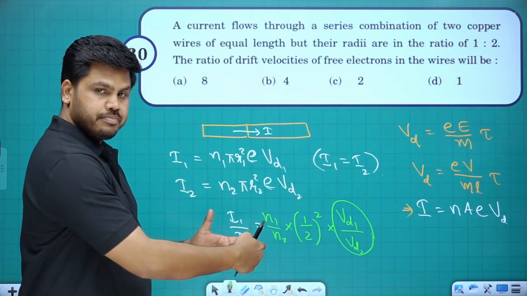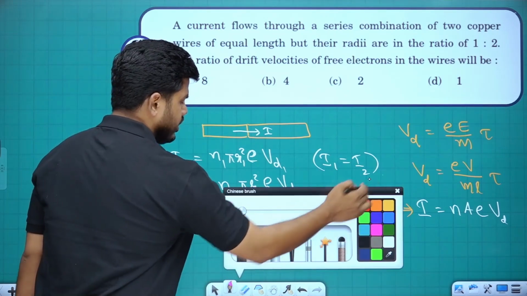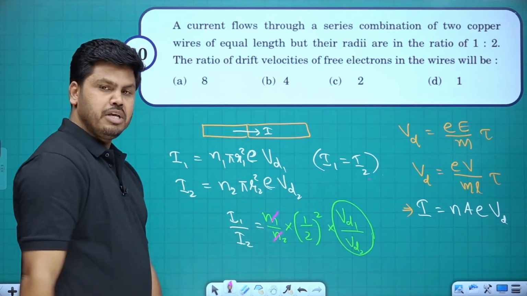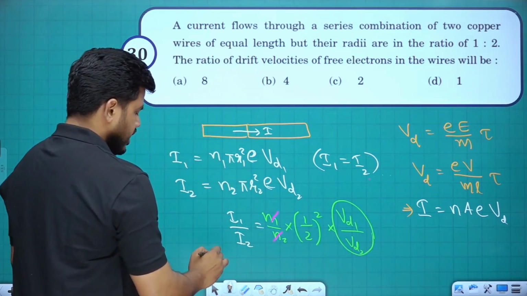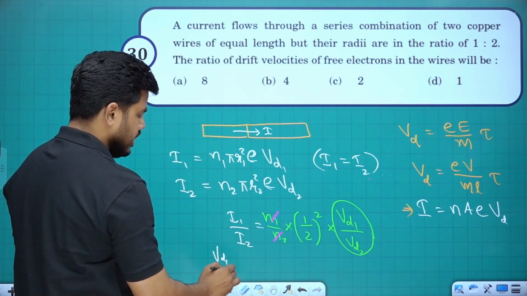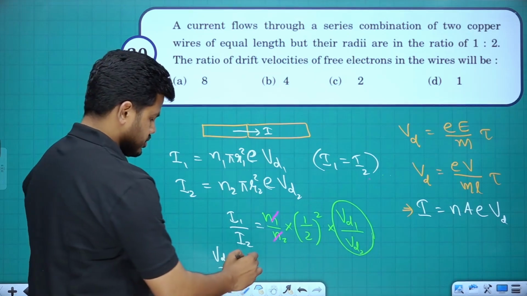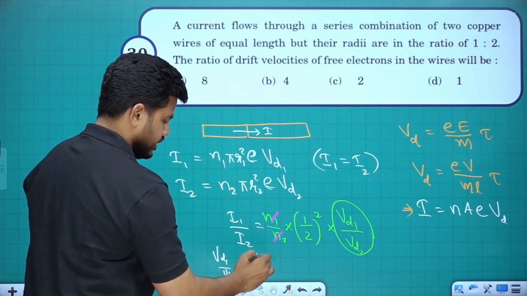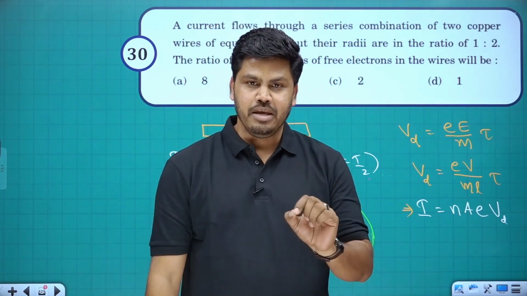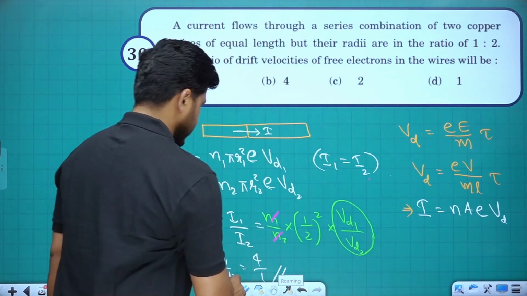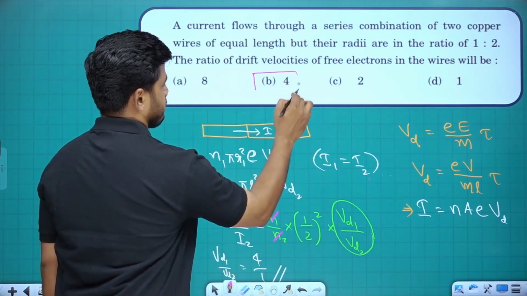So you can just rearrange this. N1 and N2, I told you, they cancel each other because they are made of the same material. Yes, I1 and I2 ratio is equal to 1. So we can say VD1 by VD2 is equal to just 4 divided by 1, right? 4 divided by 1. And what is the ratio? You have been given option B as 4:1, right? So option B is the correct answer.